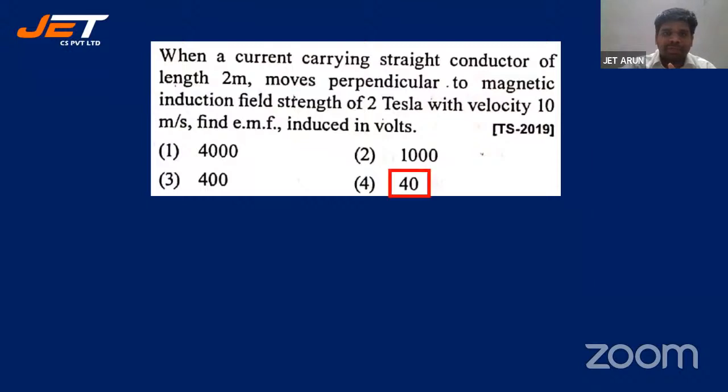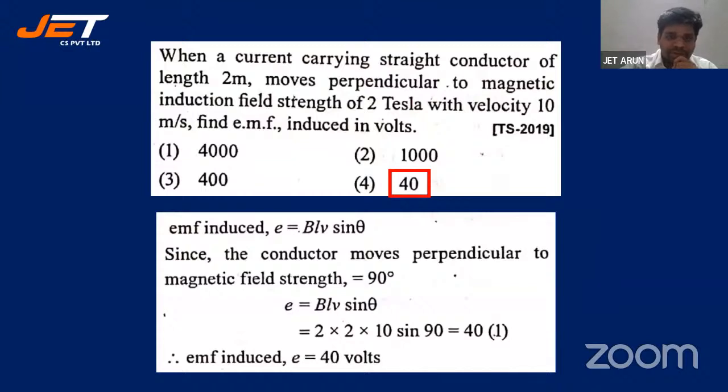Okay, let's look at the key. Key is 40, students, 40 volts. Let's look at the solution. He said perpendicular. So I've got induced EMF E is equal to BLV sin theta. As the conductor is moving perpendicular to the magnetic field, theta is 90 degrees. So in that case, E is equal to BLV sin 90. Sin 90 is 1. 2 times 2 times 10, which is 40 volts.